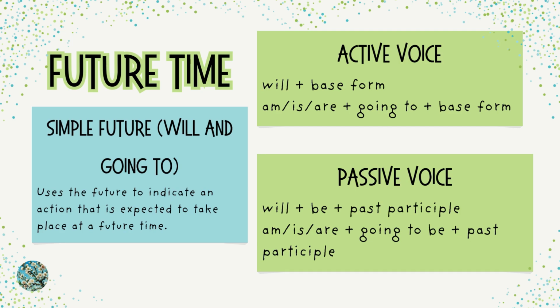With the passive voice, we change the structure a little bit. With will, we begin again with will, but then is the verb be in its base form, and then the past participle of the verb. With going to, in its passive voice, we begin with the verb be in its present tense, and then add going to be, and finish with the verb in the past participle.